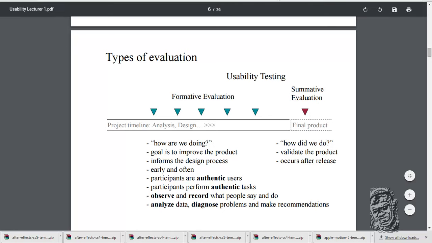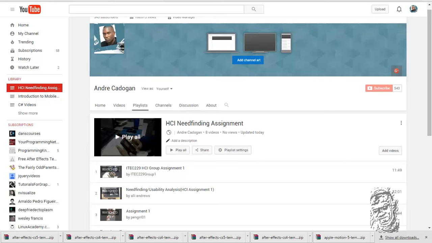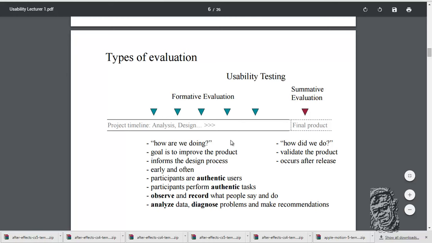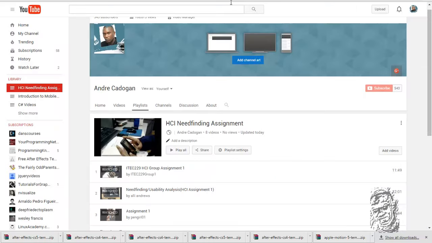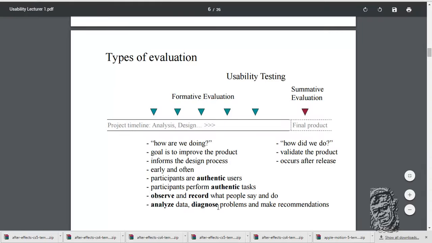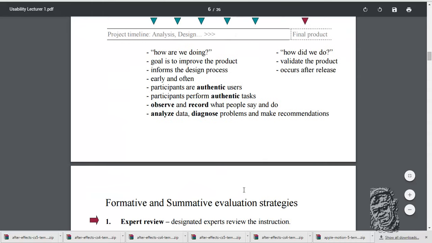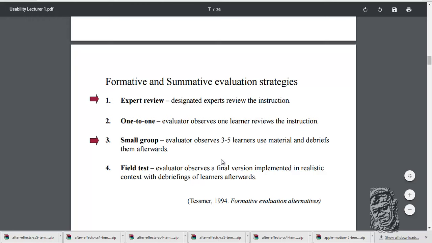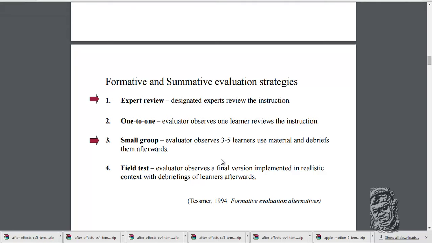As you can see in this Needfinding assignment, in this one in particular, the person recorded how the person actually did in terms of how usable the product was. And then of course you'll have to make some recommendations after you analyze the particular person. So you'll have to evaluate the person, and during your evaluation you will have to look for reviews, and some of these reviews could be expert reviews.